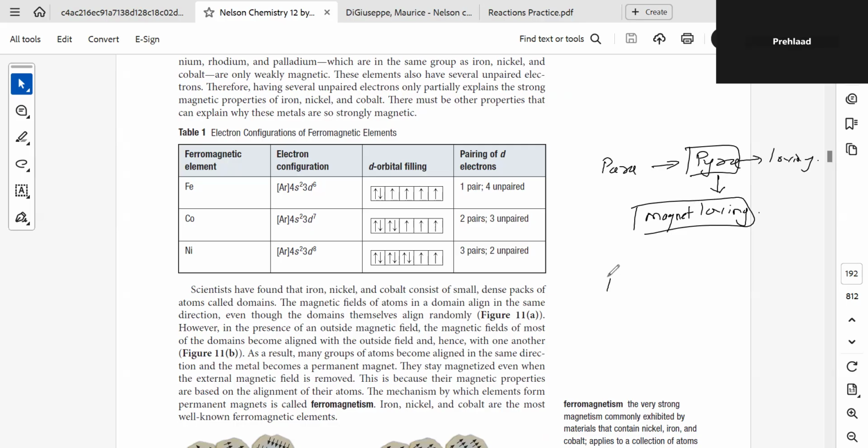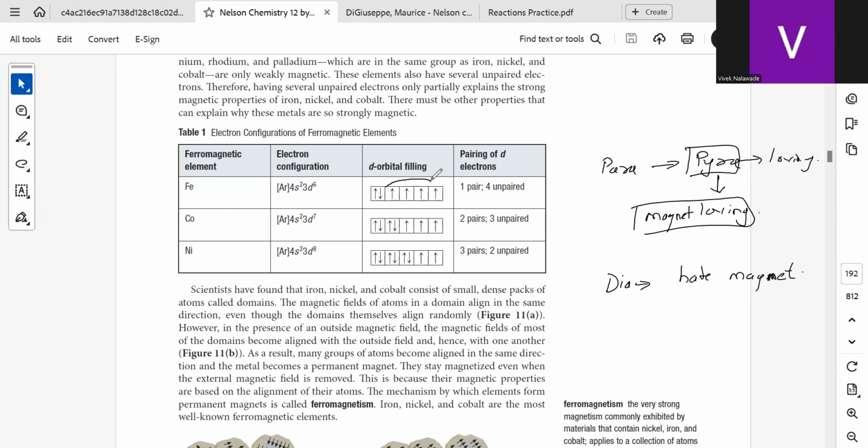And diamagnetic is the opposite of that. They hate the magnet, so they will be repelled. Does that make sense? Yes, so paramagnetic are magnet loving, diamagnetic are hating the magnet. Now, what decides which is paramagnetic and which is diamagnetic?